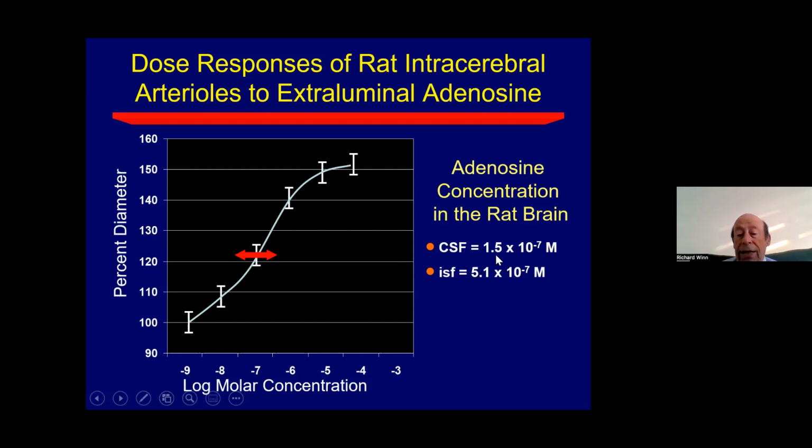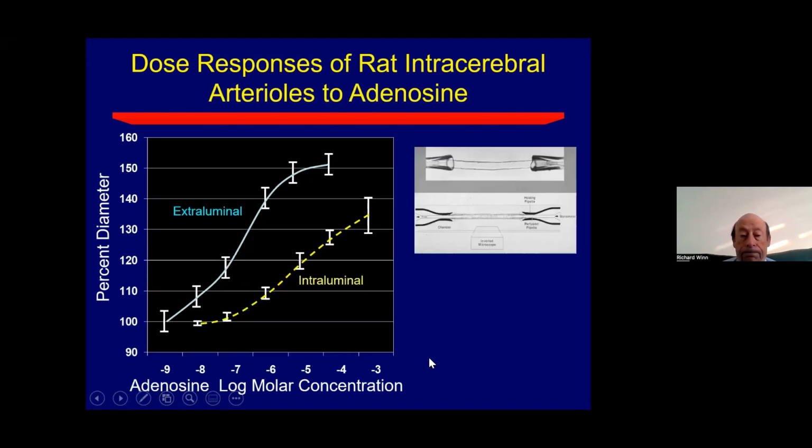But when we measured CSF and interstitial fluids, we found, as shown here, that the levels were in the sharpest part of the rise at about 10 to the -7. And in addition, this technique allowed us to discern whether adenosine effectiveness is highest on the extraluminal or intraluminal surface of the vessel. You can see here the extraluminal, which would be facing the parenchyma of the brain, the glia and neuronal elements, or the intraluminal.